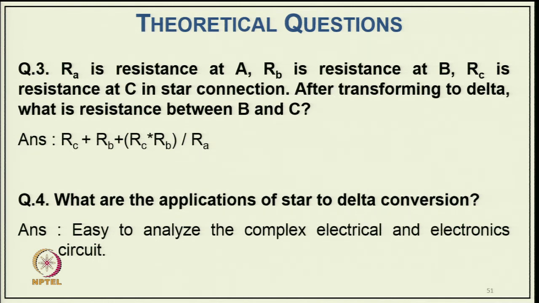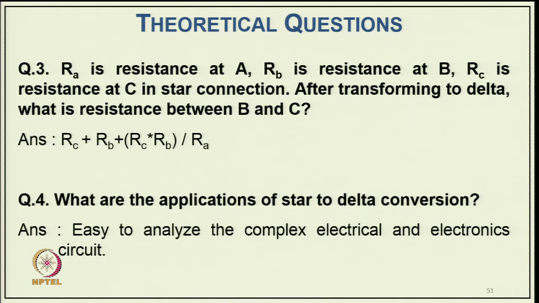That relation is written R BC because it is between B and C. So it will be R C plus R B plus R C into R B divided by R A. It is easy to remember, or you can write it another way: R A into R C plus R A R B plus R C R B divided by the total R A. That is another way you can find it.